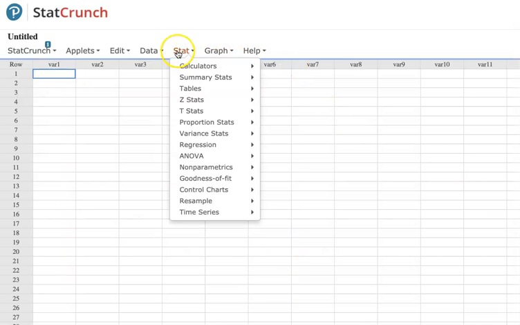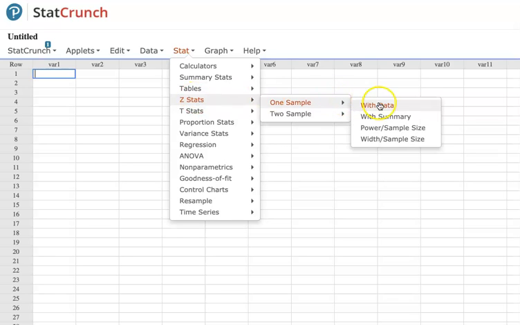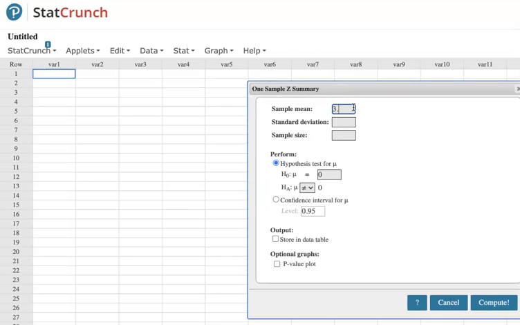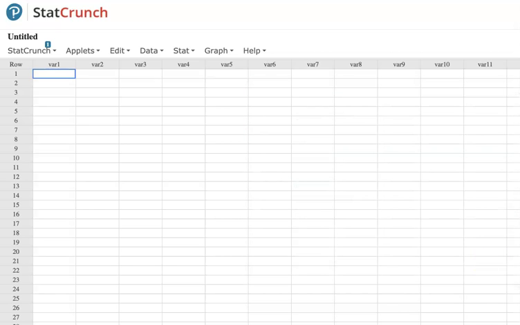So here we're going to go to Stat, Z Stats, One Sample, with Summary. And this will probably be the only time we use the z-stats for the rest of this class. Here we have our sample mean was 3.07, the standard deviation was 0.35, and the sample size was 100. So I just took the information from the problem, and if I click on confidence interval and we want 95%, it's going to give me my confidence interval. Let me just slide it over so y'all can see.